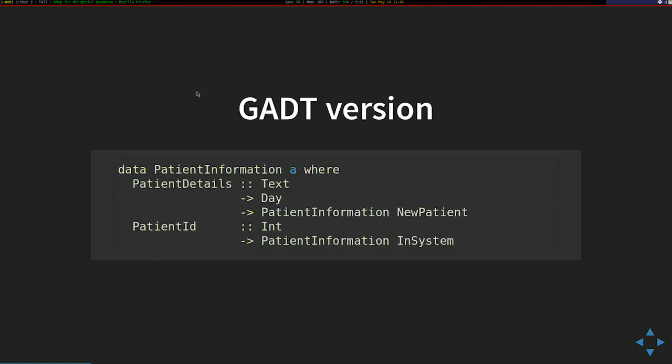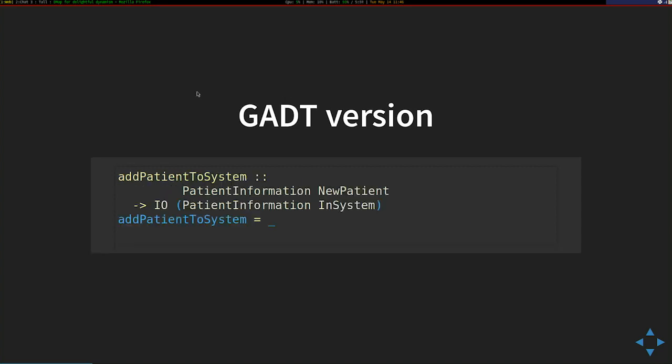With GADTs, because we're writing out the types, we can type out individual constructors, so the type system knows that your patient details are for new patients. And then, when we pattern match, this is the only thing that we have to pattern match on, because the type system knows patient information, new patient, only has the patient details constructor. Yay, type information is flowing. And that is great.